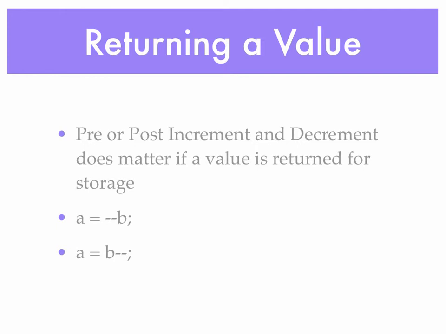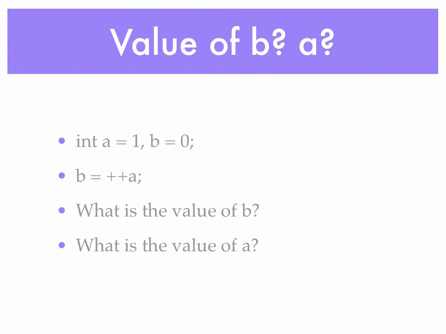Here I have an int A given a value of 1, an int B given a value of 0. We execute the line B equals plus plus A. The questions are, what is the value of B? What's the value of A after execution of that line, B equals plus plus A? Here we have pre-incremented A. That means we have taken the value A, 1, increased it by 1, therefore A is equal to 2, and we've stored it back into the space B. So B has the value of 2. A has a value of 2. We took the action on A of increasing it and returned back that new value.